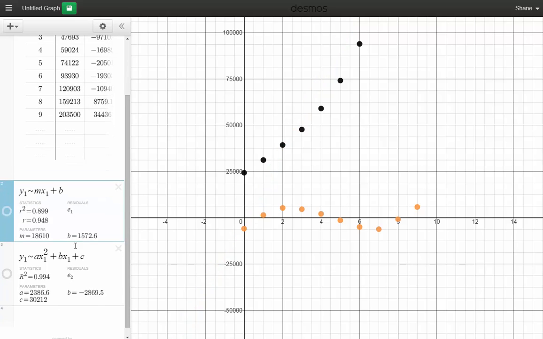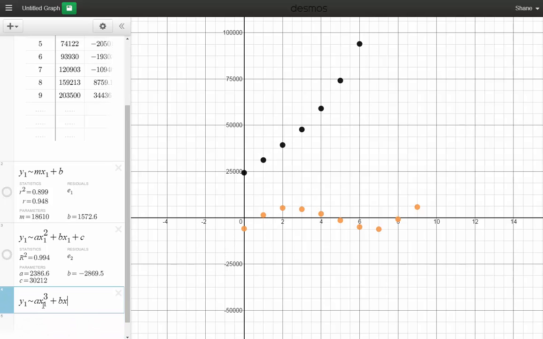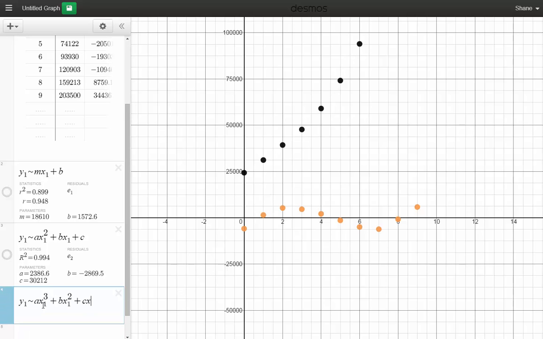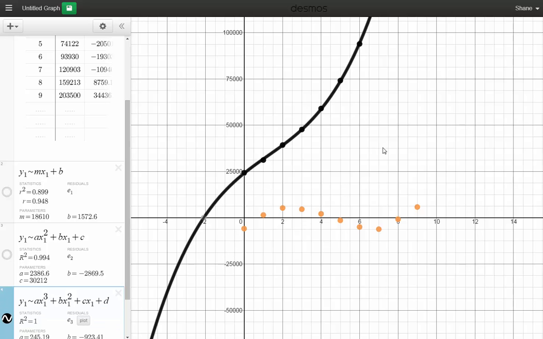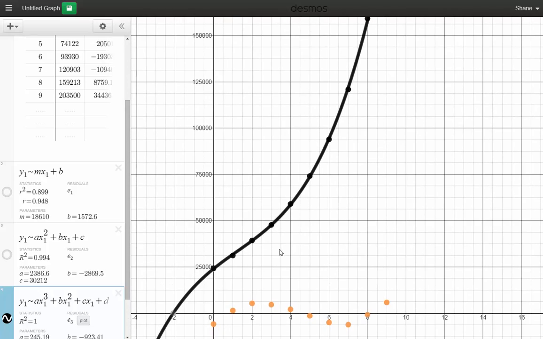Okay, I could fit other kinds of curves. Real quickly, I could come along and fit maybe a cubic curve to this. Would a cubic curve fit better? y sub 1 is ax sub 1 cubed plus bx sub 1 squared plus cx sub 1 plus d. Oh, look at that. That cubic curve looks like it's perfect for that data.